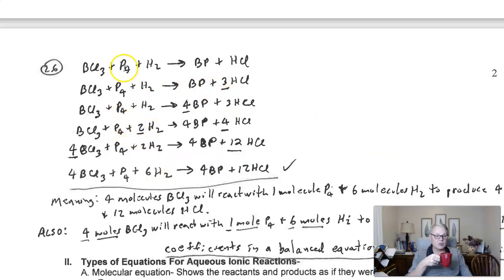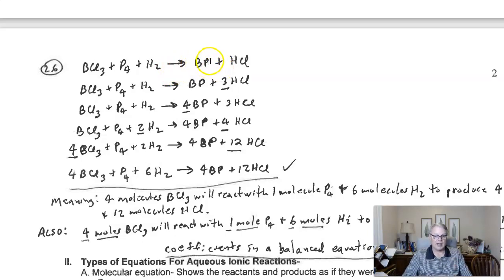White phosphorus is extremely poisonous and extremely flammable. You don't want to deal with this stuff. Okay. I can react that with hydrogen, which of course we know is kind of flammable. When we get done, we end up with boron monophosphide.